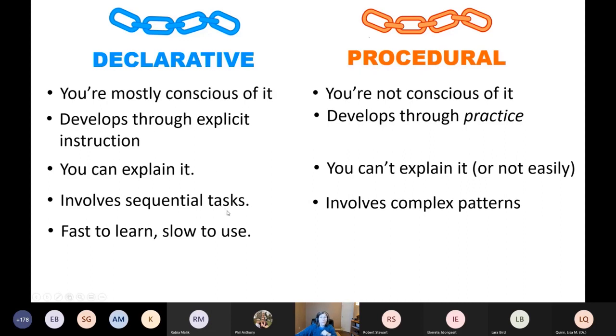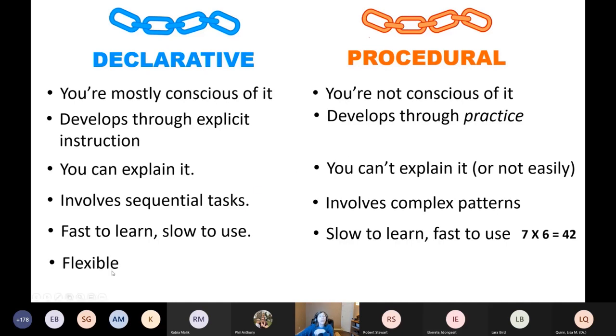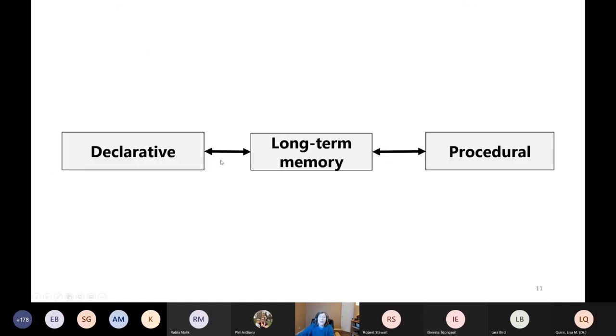Declarative is fast to learn, slow to use, whereas procedural is slow to learn, but fast to use. Learning how to type on a keyboard takes a lot of practice, but once you do it, you can be really fast. On the other hand, declarative is flexible. Procedural is inflexible. If I took that keyboard and changed what the keys stood for, it would be a terrible time to reprogram my brain so I could type quickly again. So in essence, we've got these declarative and procedural ways of learning.